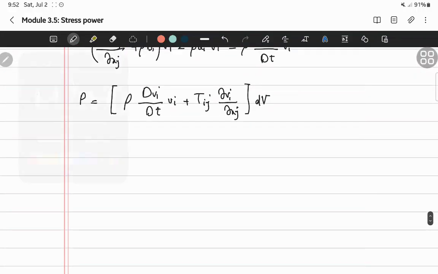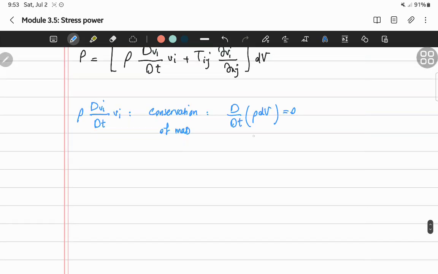For rho dvi dt vi, from conservation of mass, we can write d/dt of rho dv is equal to 0. And remember, this is the volume, not the velocity. It's basically dm. So d of dm dt is equal to 0.